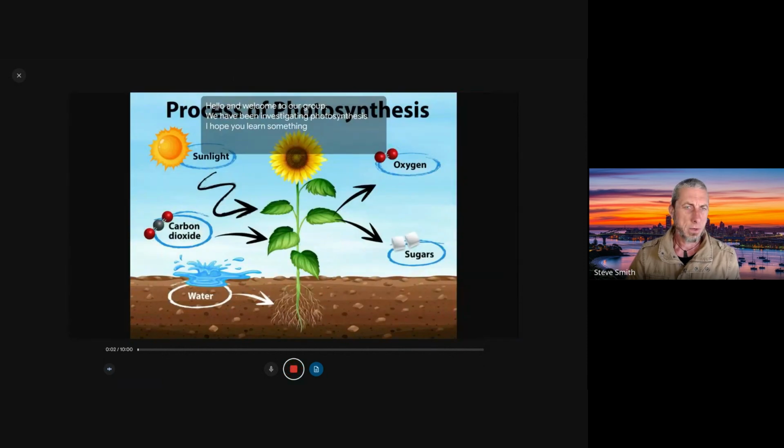Here's an example of the process of photosynthesis. The sunlight comes into the leaves. Coming out at the end is oxygen and sugars. Carbon dioxide also goes in, and water comes into the plant. Those are the inputs and the outputs of photosynthesis.